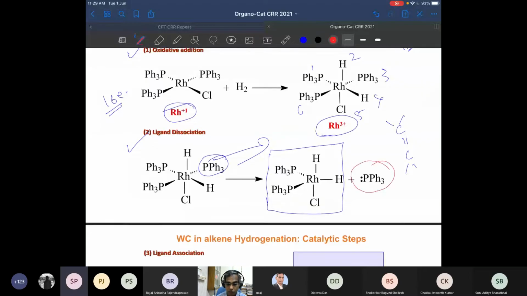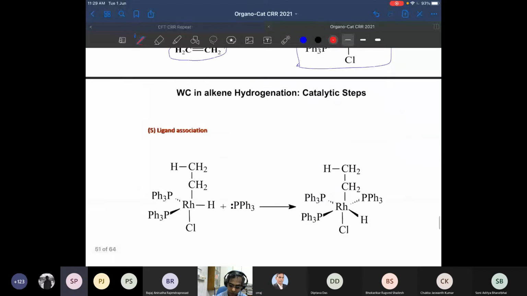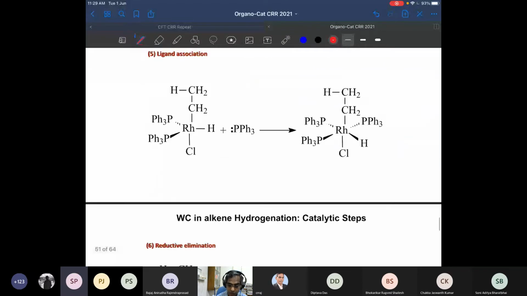It cannot go away somewhere, right? If it goes somewhere, you cannot get back the catalyst. You cannot call that catalysis at all. Now, the ligand that is dissociated from the metal center comes and associates, the same ligand comes and coordinates, and I have a big complex of this type.